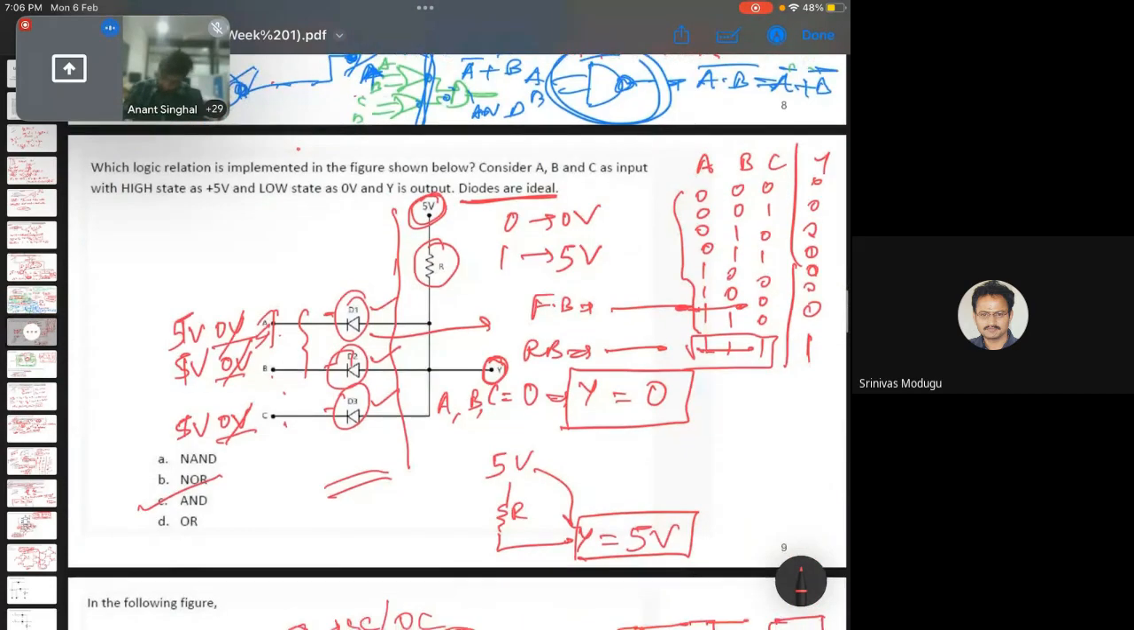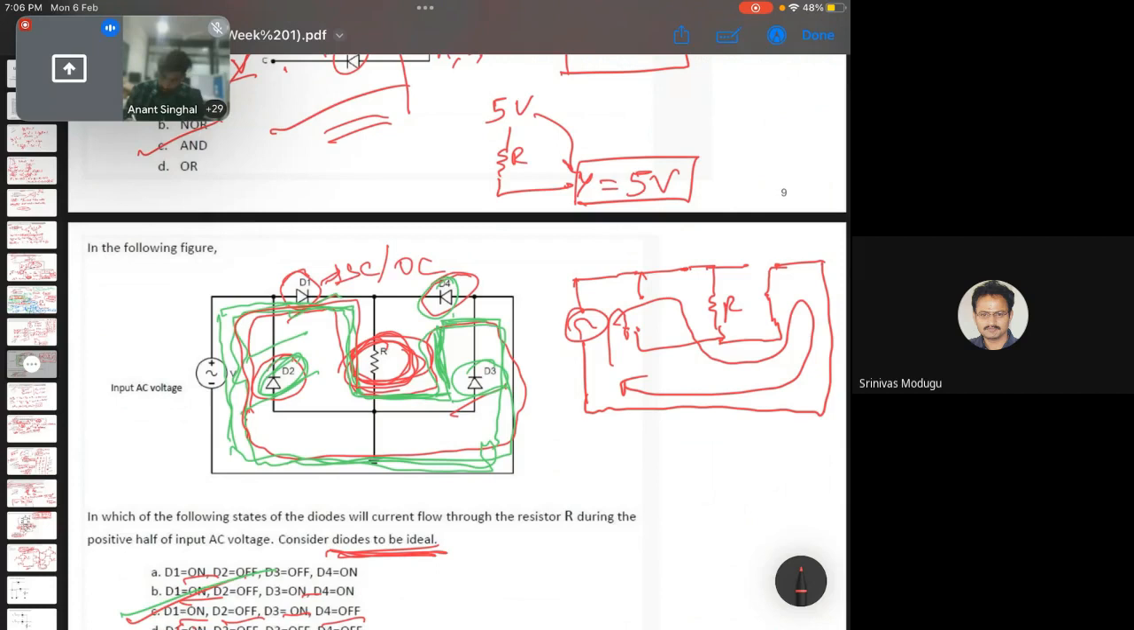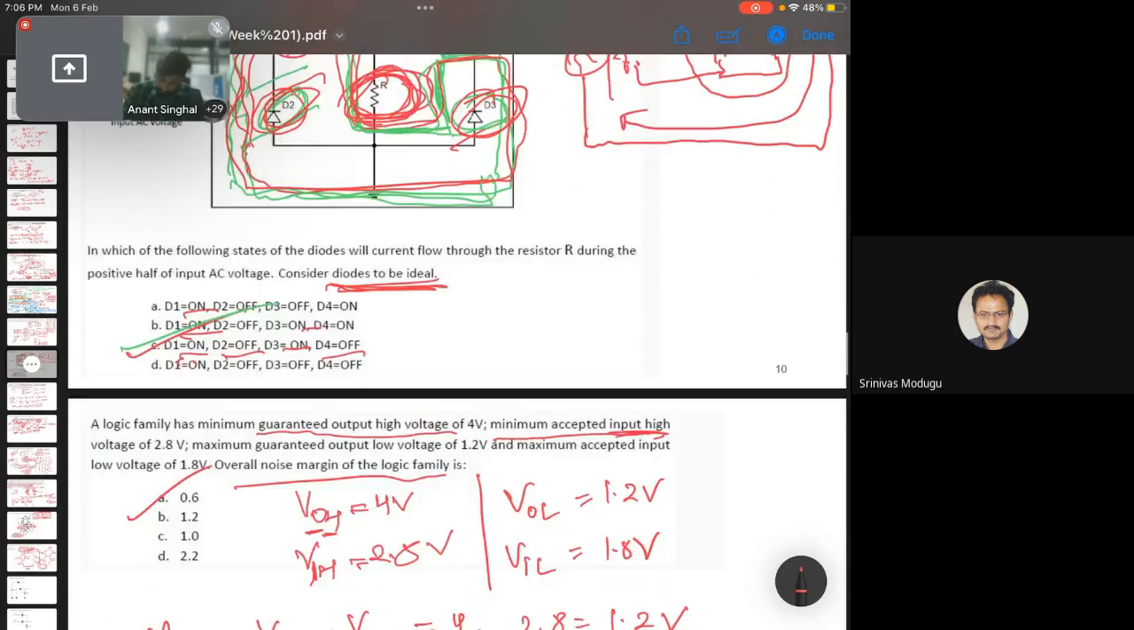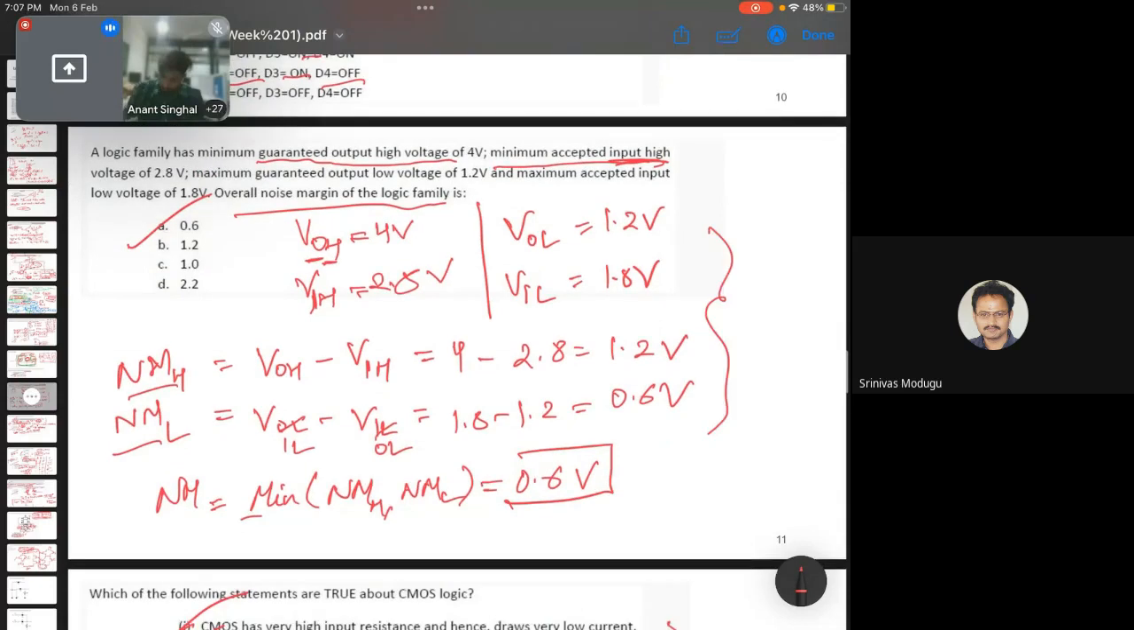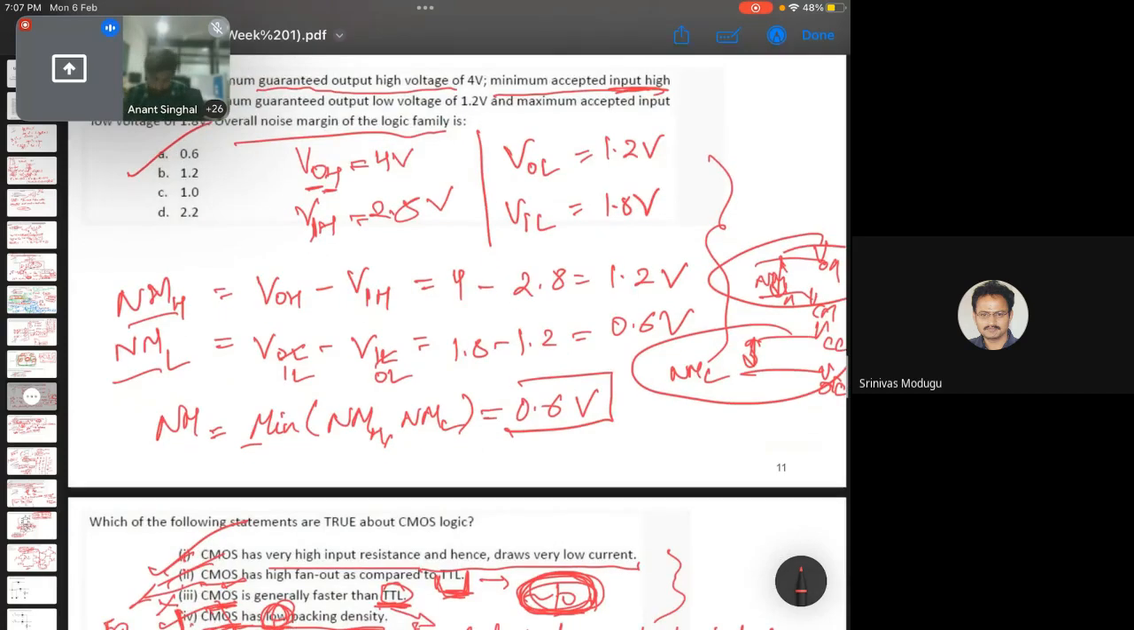So again, this was a basic AND gate. We have already covered it. This was a question. Someone was having a doubt in this. So this is also a basic question. We need to just turn them off and turn this on. So these on. Noise margin. This is a basic concept. You already know something like this. This is VOL, VIL, VOH, VIH. This is NMH. This is NML. And we take the minimum of the two because we need to take the worst case.